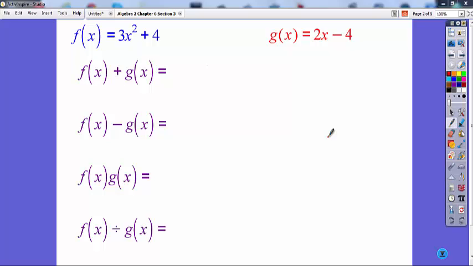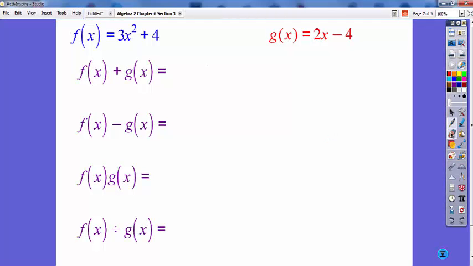Alright, so, anybody get the first one done? Yeah. Okay, so this is just a simple substitution and then an addition, right? So what'd you get? I got 3x squared plus 2x. 3x squared plus 2x is perfect.